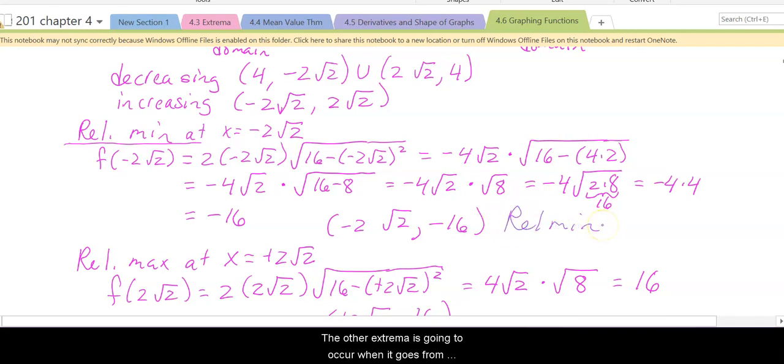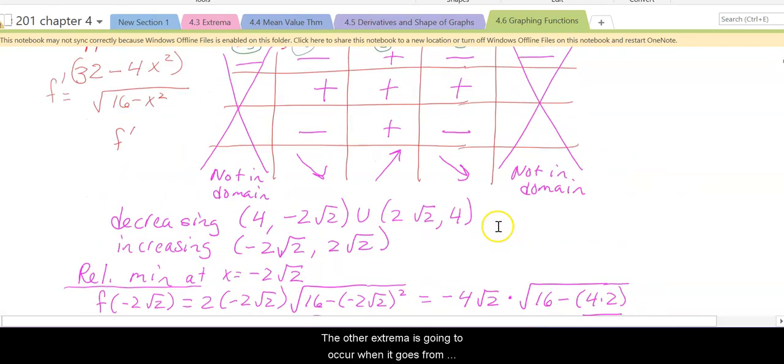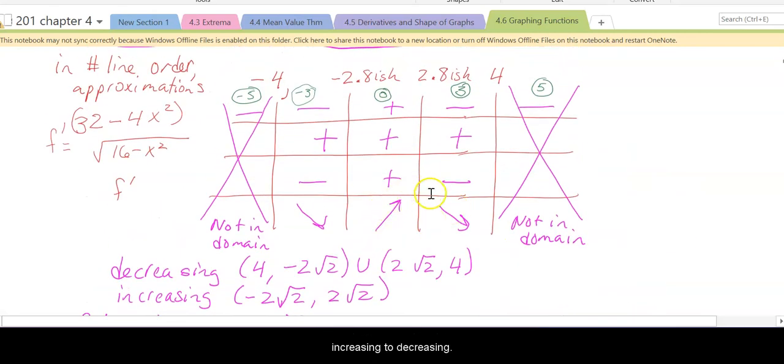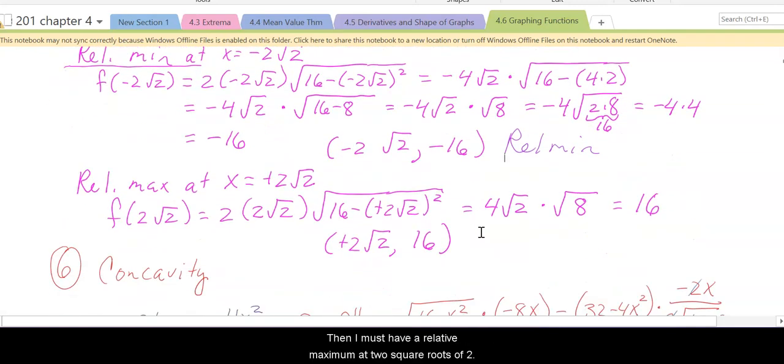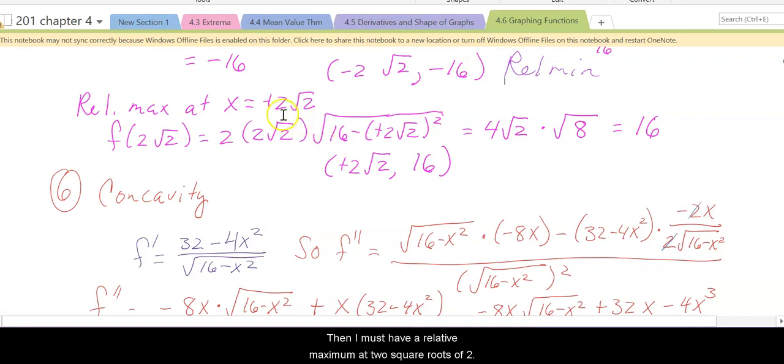The other extrema is going to occur when it goes from increasing to decreasing. When it goes from increasing to decreasing, then I must have a relative maximum at 2 square roots of 2. Plugging it into the original function, I get the point 2 square roots of 2, 16. This is the relative maximum.